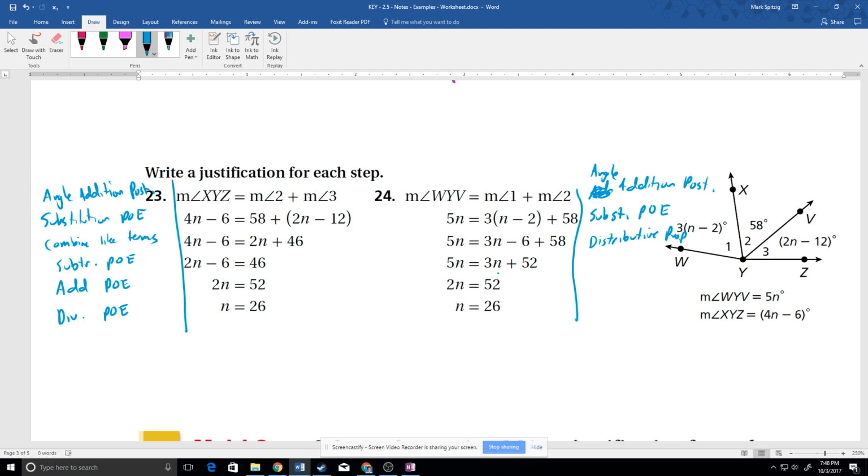But it's not a property of equality because you're not doing the same thing to both sides of the equation. So we can use the distributive property, and that's perfectly fine. We just did it on only one side of the equation. Then it looks like we're combining these like terms.